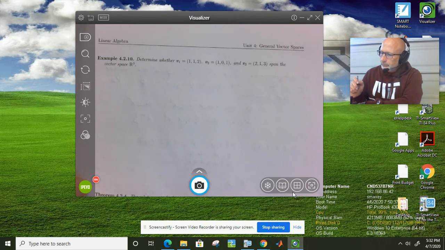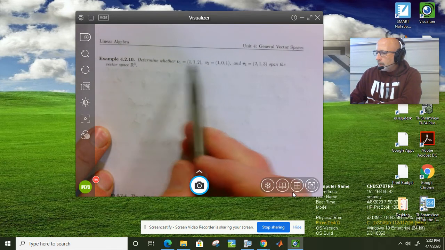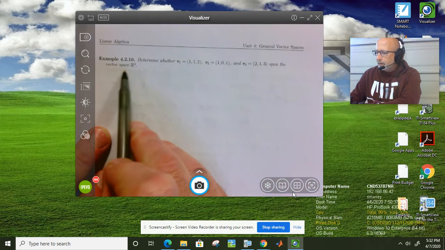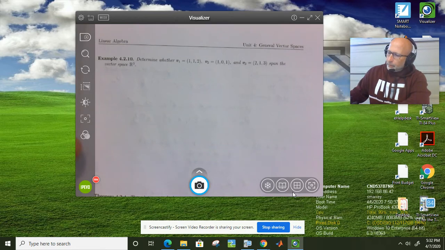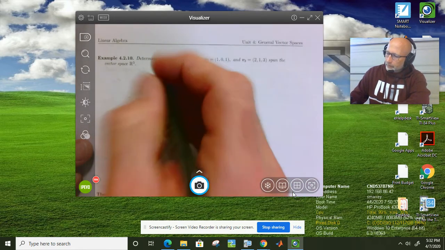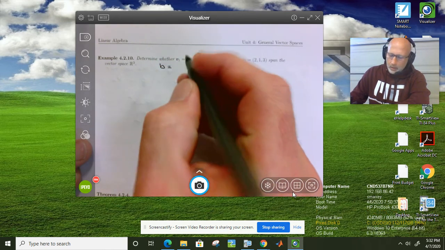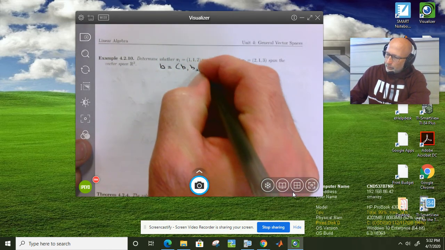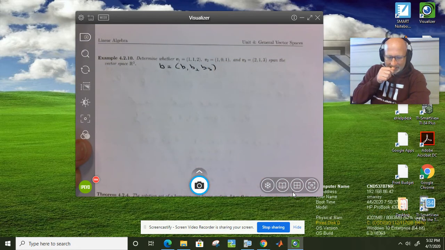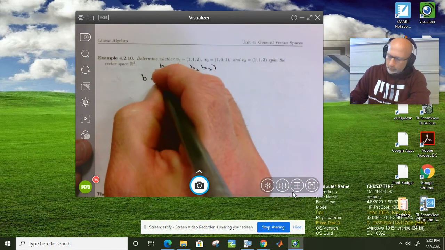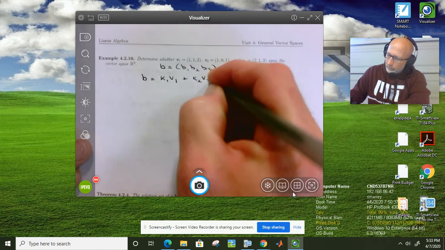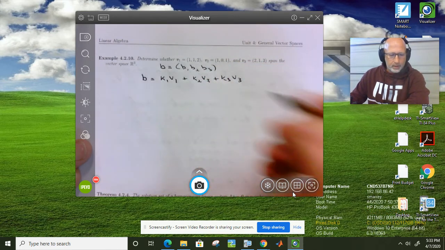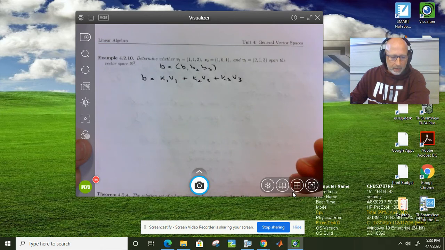Okay, so determine whether V1, which is this, V2, and V3 span the vector space R3. So is it possible to make every single vector that's in R3 based off of those three? Okay. So in other words, we have to be able to take some arbitrary vector. So I'm going to create some arbitrary vector B, which I'm going to call B1, B2, and B3. So the goal here is to make B equal to K1 V1 plus K2 V2 plus K3 V3. That's what the goal is. Okay, can I do that?